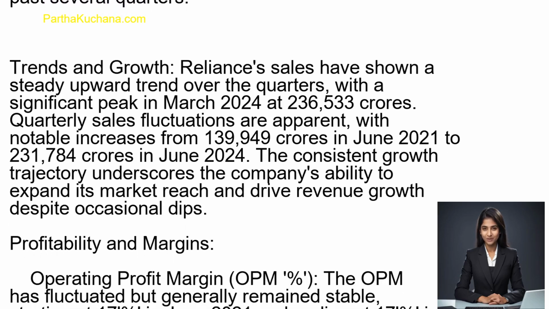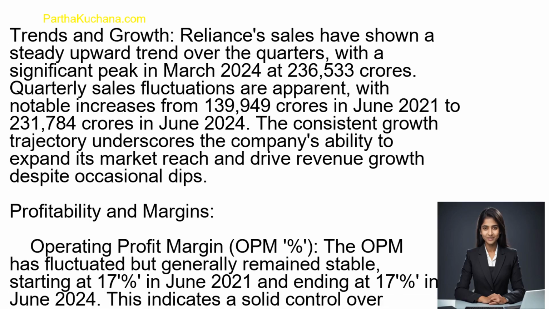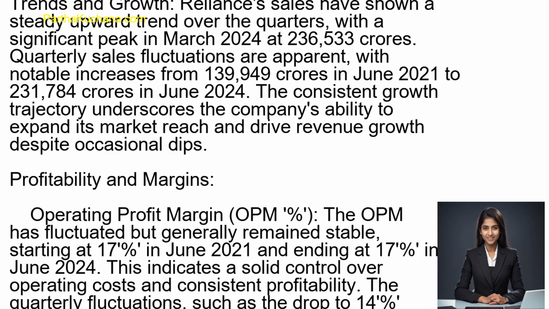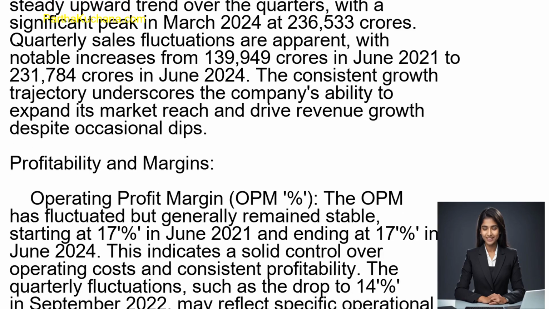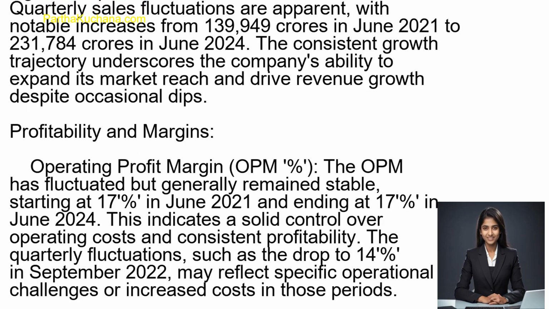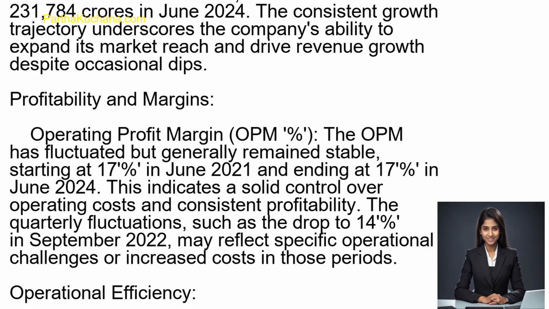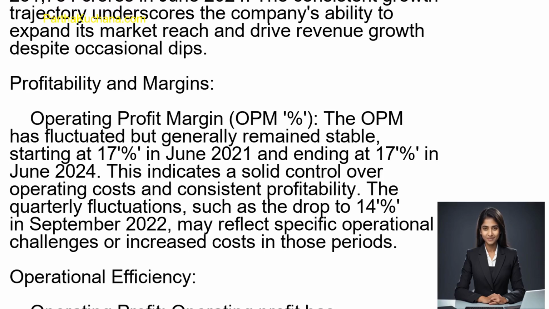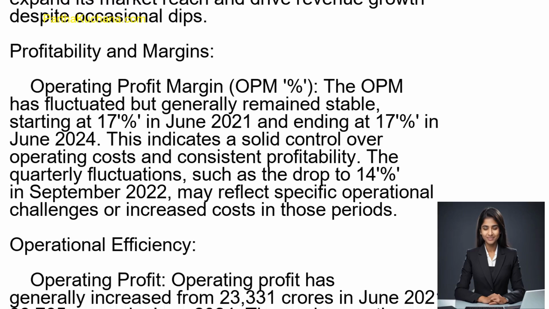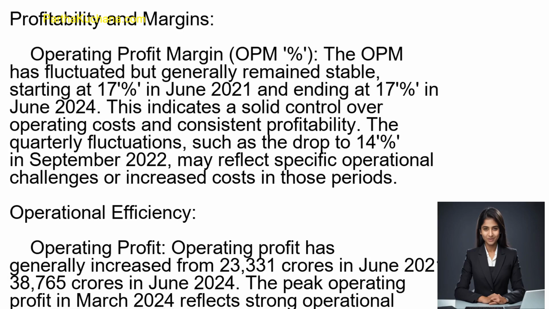Profitability and margins. Operating profit margin, OPM %. The OPM has fluctuated but generally remains stable, starting at 17% in June 2021 and ending at 17% in June 2024. This indicates a solid control over operating costs and consistent profitability. The quarterly fluctuations, such as the drop to 14% in September 2022, may reflect specific operational challenges or increased costs in those periods.